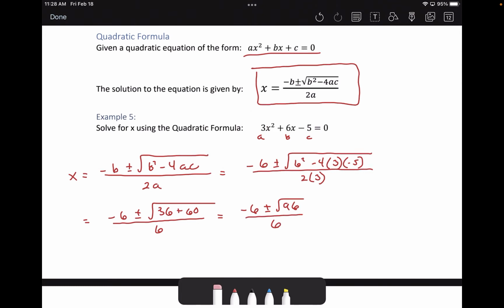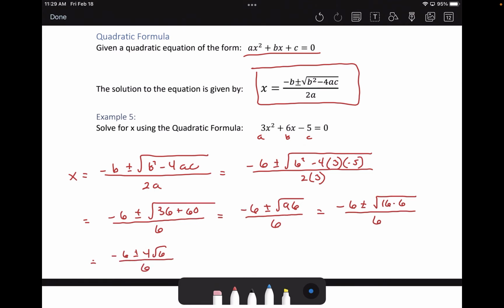From here, we will simplify the square root of 96. So think of this as 16 times 6. We want the biggest perfect square that is a factor of 96. We can now rewrite this as negative 6 plus or minus 4 square roots of 6 all over 6.